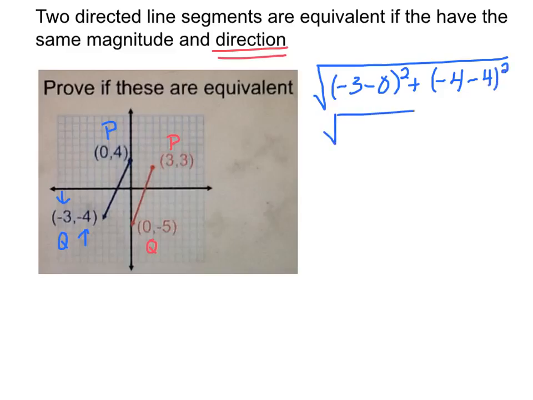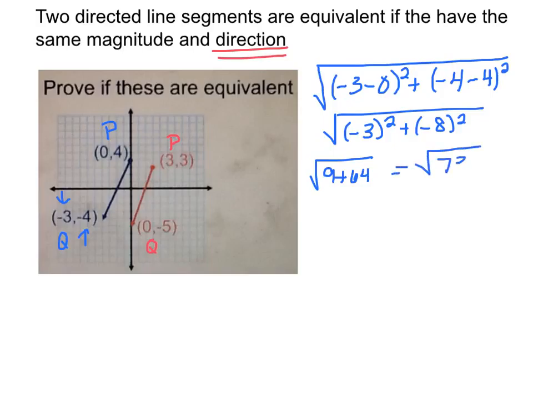So when I simplify this down a bit, I get -3 squared plus -8 squared, which is the square root of 9 plus 64, which equals the square root of 73. So this is the magnitude of the first line.